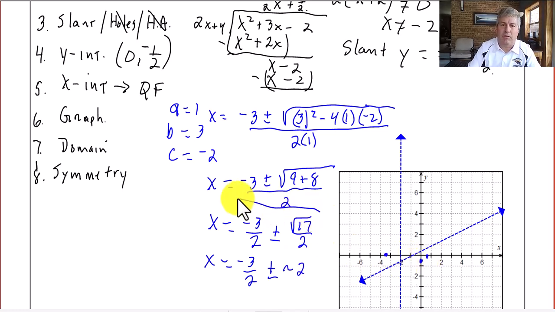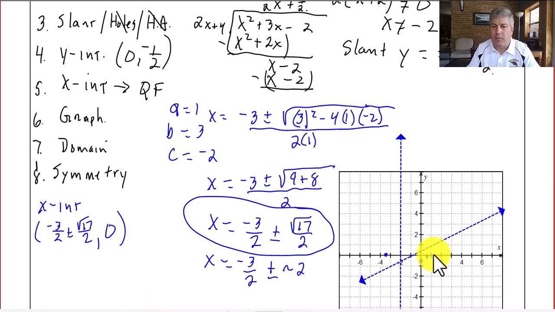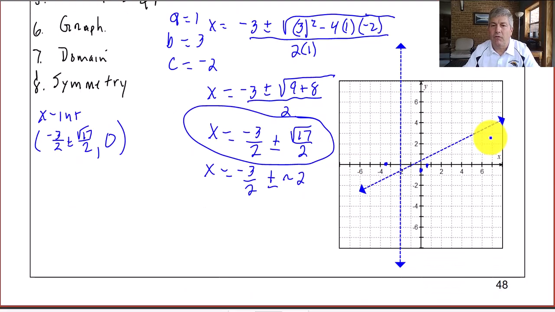Now this is the exact value of my x-intercepts, so I could write that as an ordered pair. If I wanted to do that on a test or something, we do negative 3/2 plus or minus the square root of 17 all over 2 and 0 are my two x-intercepts, and now I've plotted those 2 points. And now we are in a position to graph, and we're going to be able to do our entire graph here without any kind of testing at all.